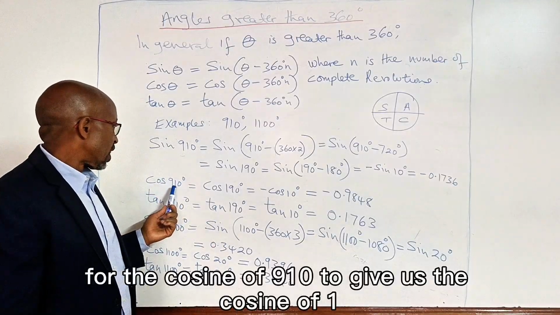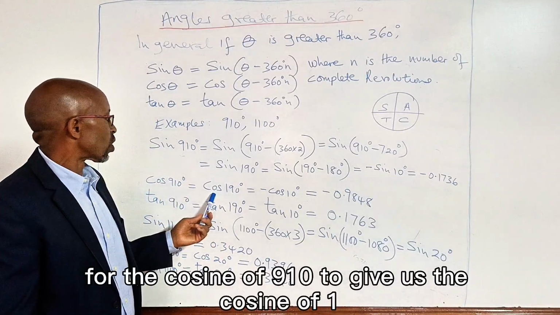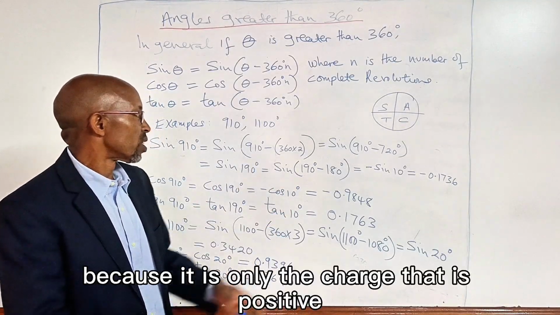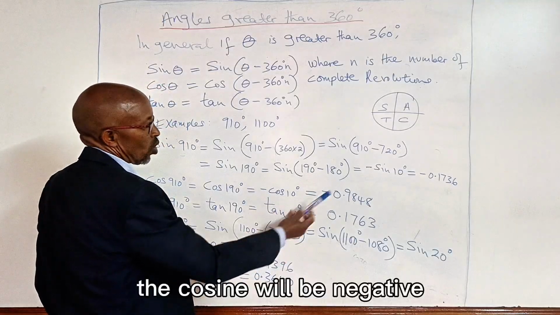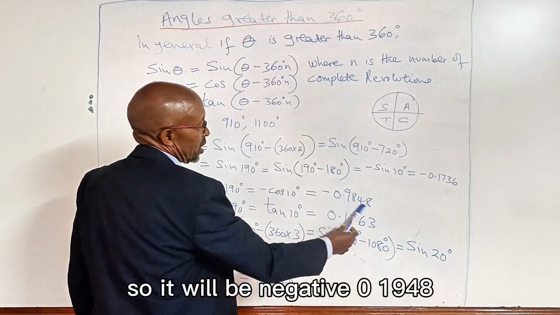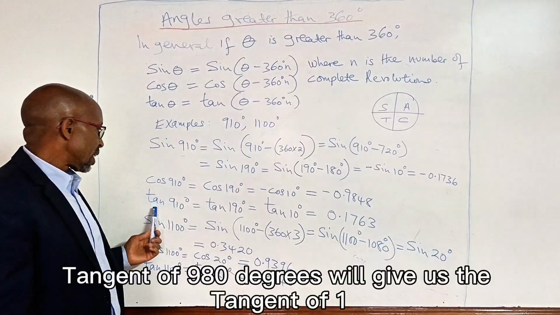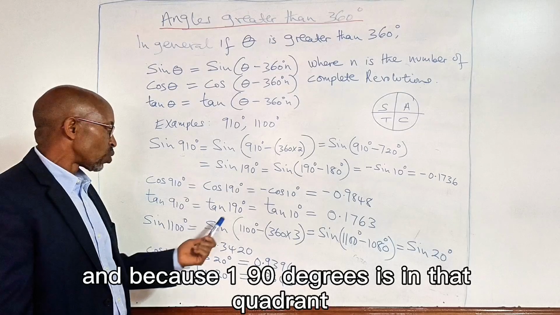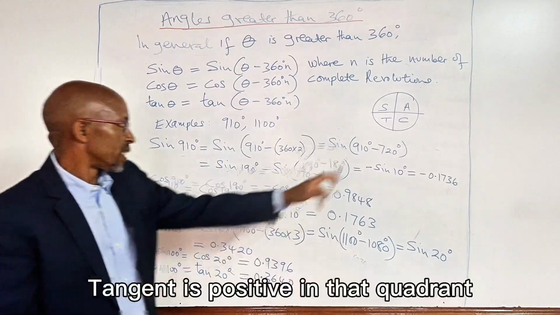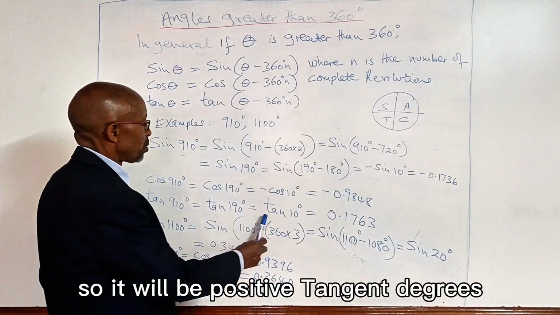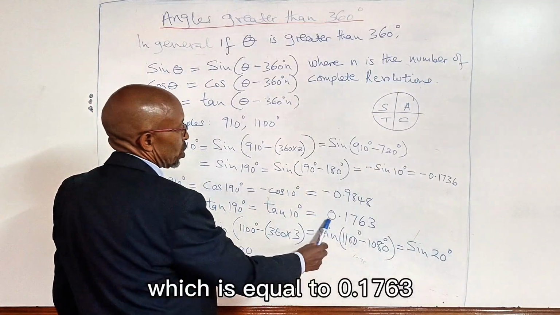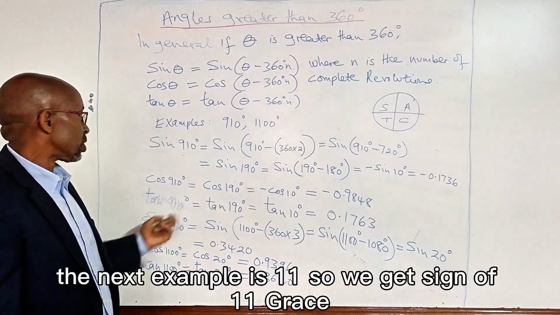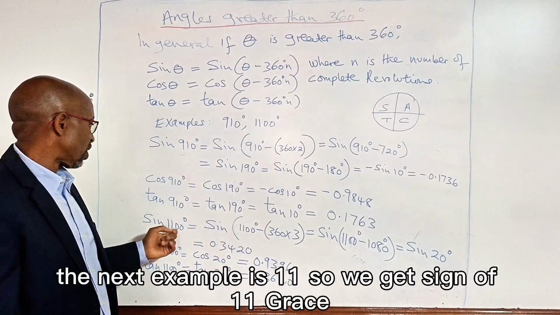For the cosine of 910, to give us the cosine of 190, negative cosine 10 degrees. Why? Still, because it is only the tangent that is positive, the cosine will be negative. So it will be negative 0.9848. Tangent of 910 degrees will give us the tangent of 190 degrees. And because 190 degrees is in that quadrant, where tangent is positive, it will be positive tan 10 degrees, which is equal to positive 0.1763.